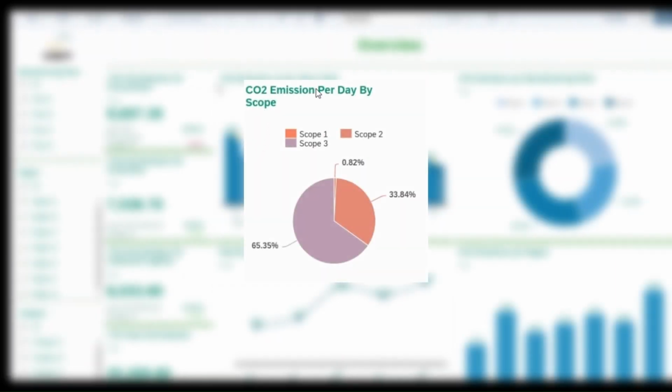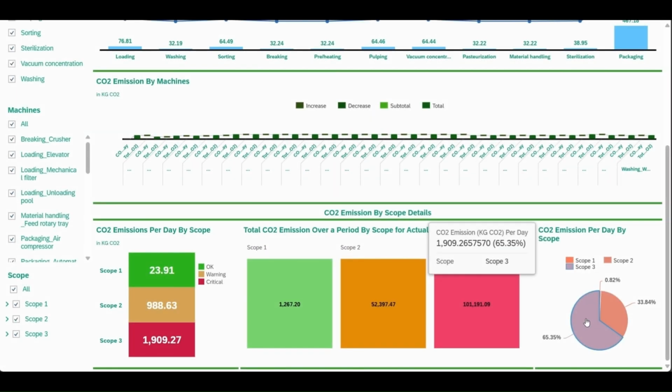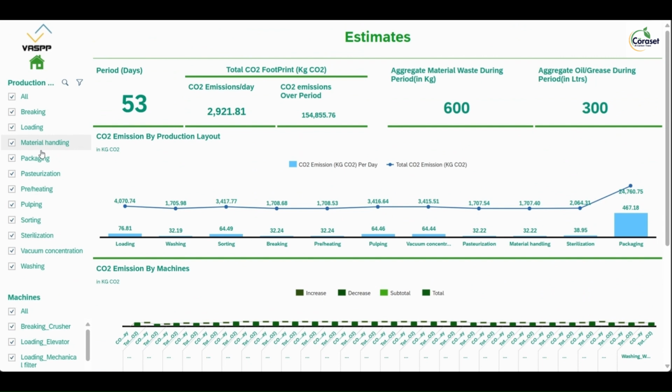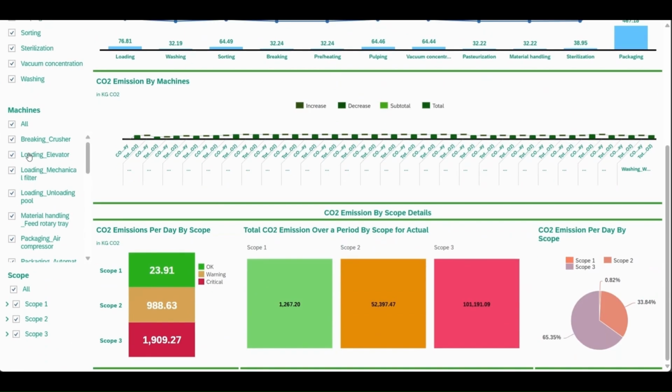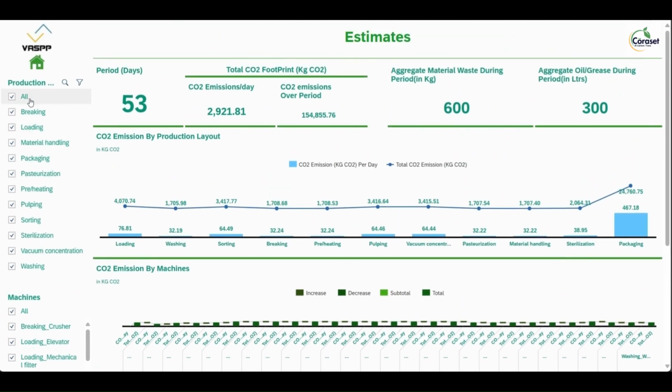The CO2 emission per day by scope pie chart illustrates the proportion of daily carbon emissions attributed to different scopes. Each segment of the pie represents the share of total daily emissions for each scope, with size indicating the relative magnitude. I have used sample filters as on the previous page. Think of a filter as a magnifying glass for your data. It allows you to zoom in on specific products or groups of products within reports, charts, and dashboards, uncovering valuable insights that might be hidden.